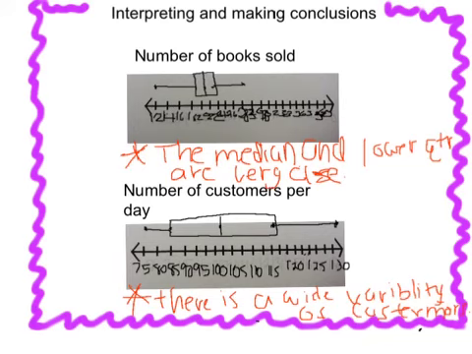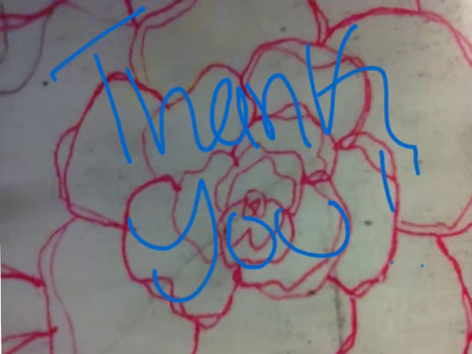The next box and whisker plot is on the number of customers per day. There is a wide variability of the customers.